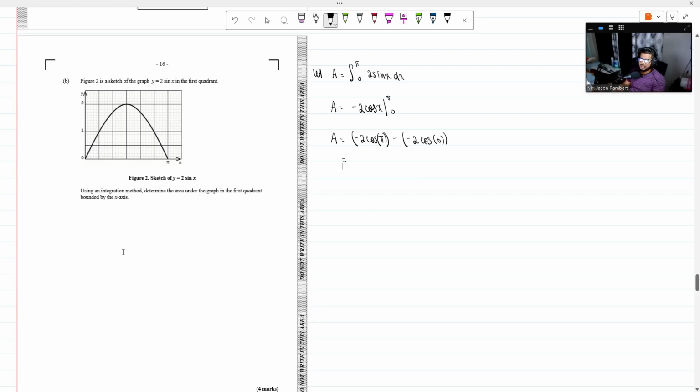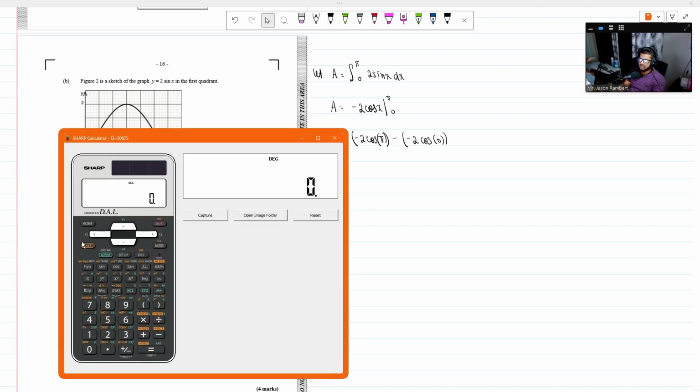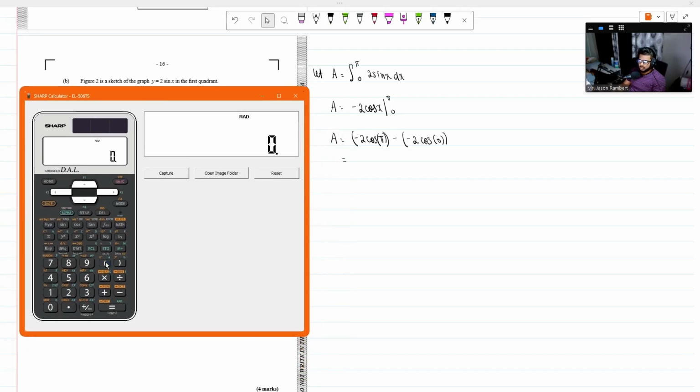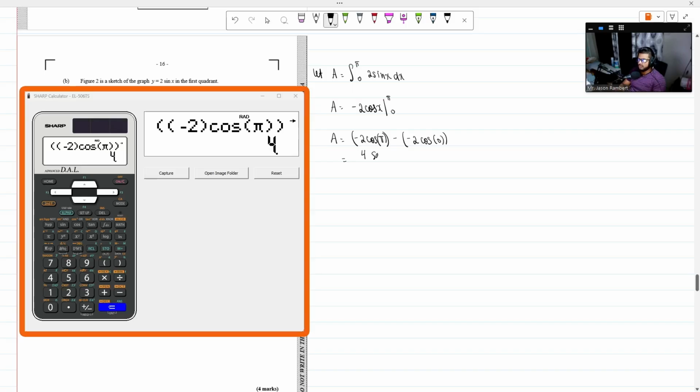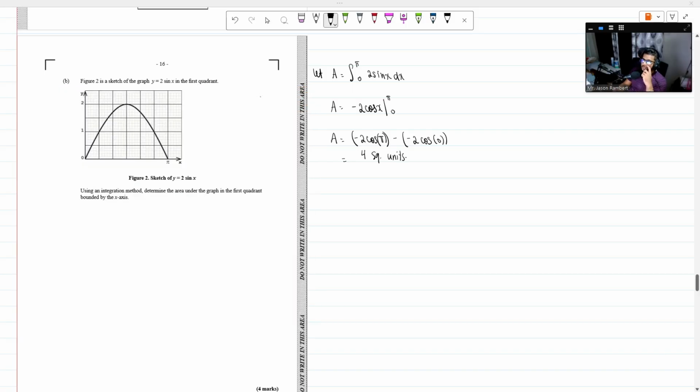So we could jump on the calculator and plug this in exactly as we see it. Make sure your calculator is in radians. Open brackets, minus 2 cosine, open brackets, pi, close brackets, take away, open brackets, minus 2 cosine, open brackets, 0, close bracket, I get 4. 4 square units. Now some of them might want to go and count this, but don't count this, eh? I'm mad if you go and count this.